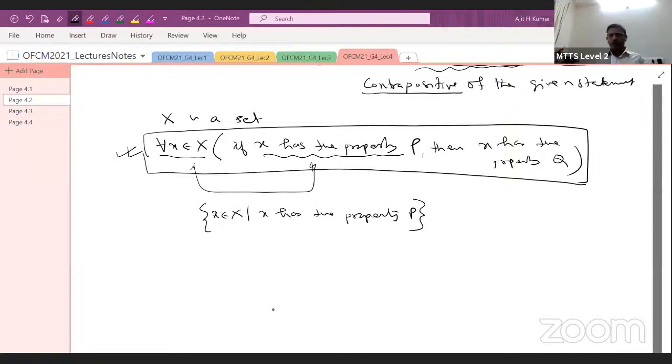I hope you have understood this part. Right, what we are saying. So the given statement was: take any x in X, in case x satisfies property P, then it satisfies property Q. So I'm taking all those x which satisfy this property. That's a set, right? For example, if I look at mod x less than 1, what is my set? The set of all real numbers x such that mod x is less than 1. That is my set.